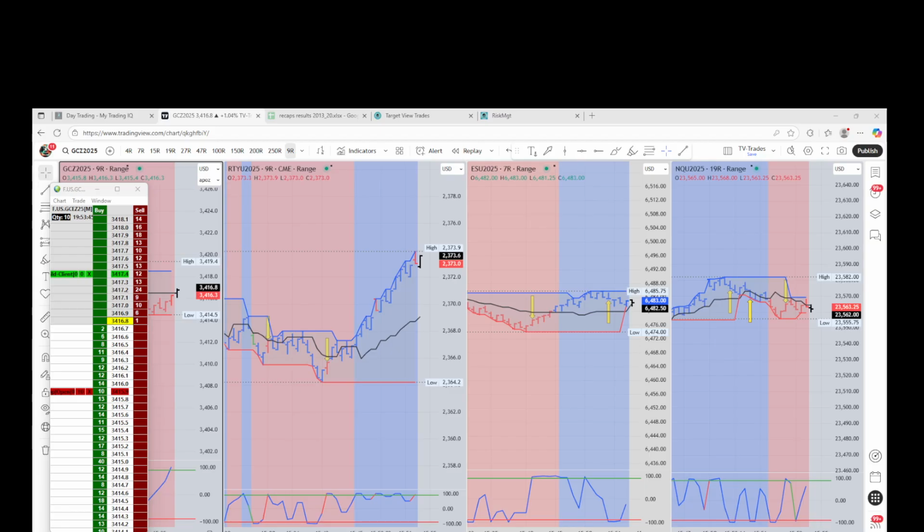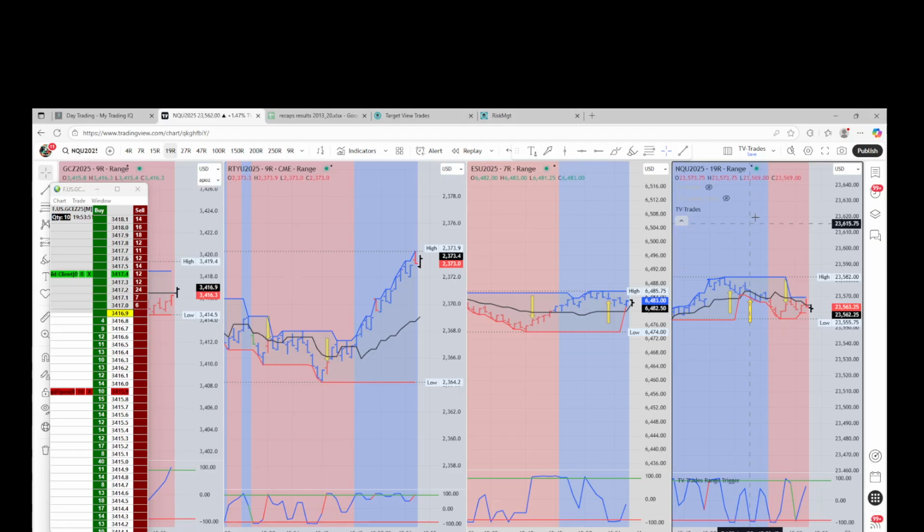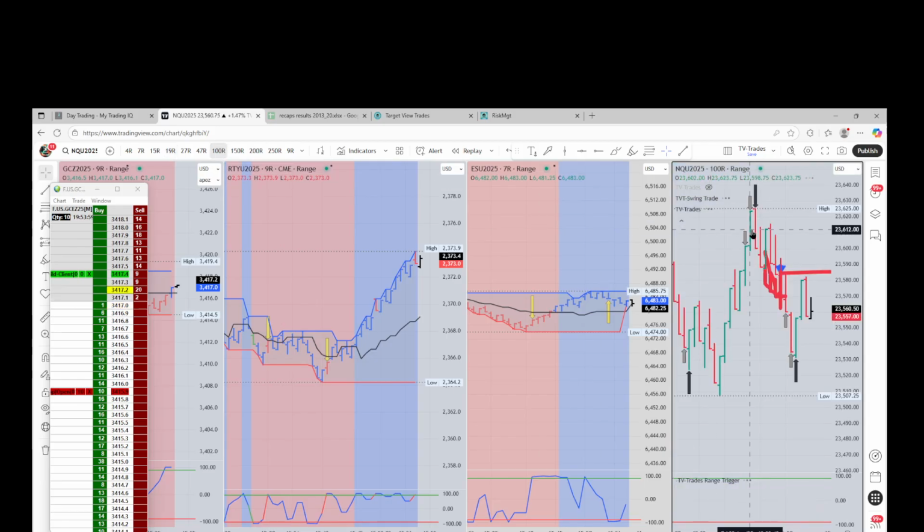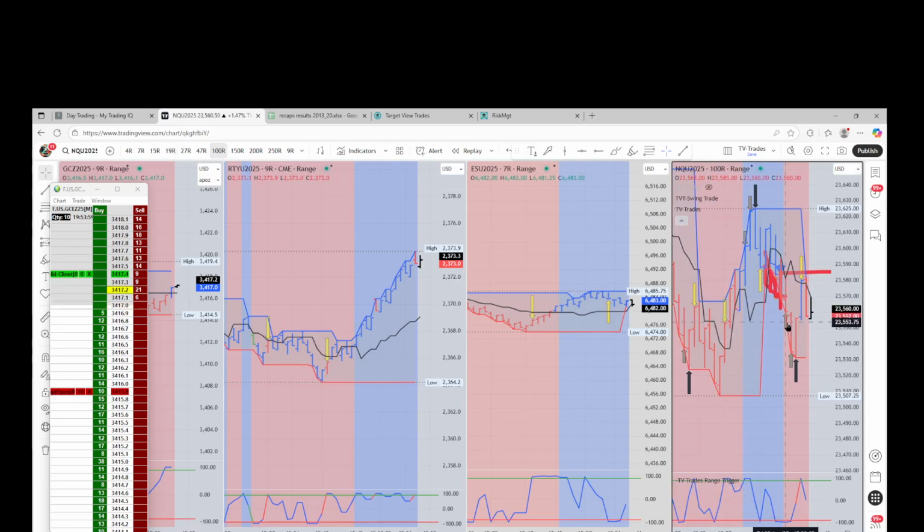You got 100 ticks on the NQ100 range. Great, Jerry. Did you have a black arrow on it? Did you use a swing trade? You probably did, right? Swing trade, 100. Yeah, you did right there. Sweet, and you just got 100 ticks out of that.